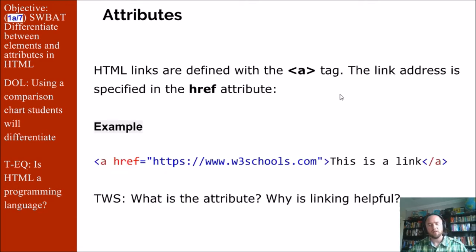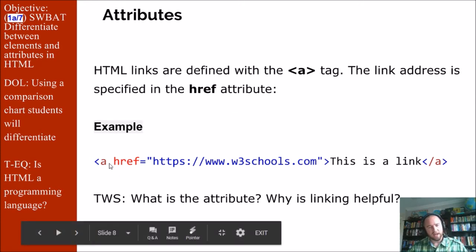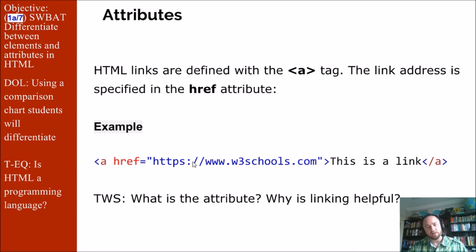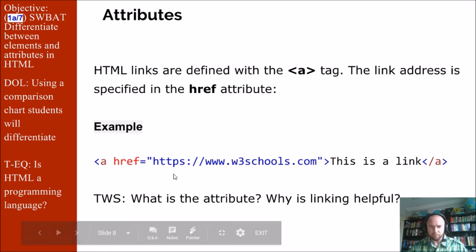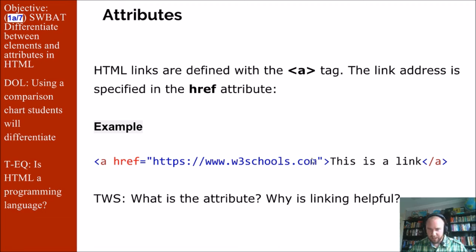HTML links are defined with the A tag. The link address is specified in the href attribute. Here's another example. So you've got A as the element. Here's the name of the attribute. There is the value of the attribute. So this is where the link will be taking us.